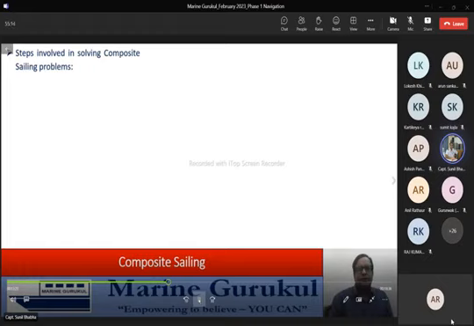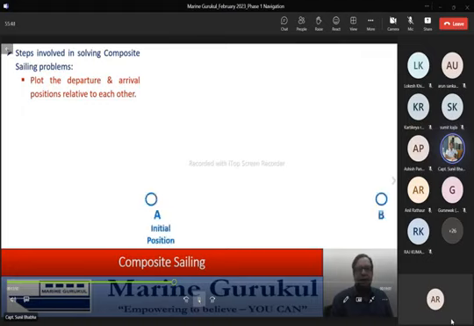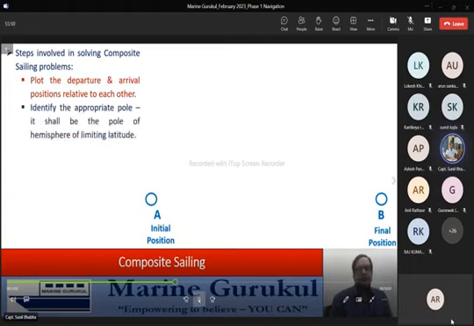Having discussed the concept of composite sailing, now we list down certain steps which shall facilitate making the diagram and solving the problems related to composite sailing. We first plot the departure and arrival positions in correct relative orientation to each other, and the same care needs to be exercised as we learned when we learned to make the PAV triangle. Here is position A and here is position B. Then we identify the appropriate pole. The pole of the hemisphere in which the limiting latitude lies would be the appropriate pole.